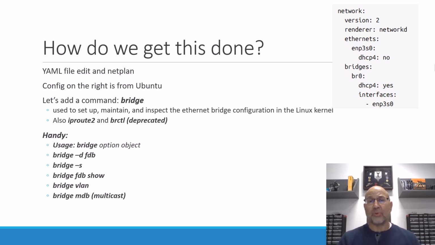And when we build the bridge, we're also going to add to the bridge a couple of interfaces that we're going to bridge together. Now, you could theoretically just bridge a couple of things together and hope that it works. But every once in a while, it's nice to see the status of your bridge. What is it doing? And so there is actually a command that we can use called bridge. Now, there are other ones related to this, iproute2 and brctl, but brctl is deprecated. So we're going to use bridge. That's the one we'll demonstrate today. And it is used to set up, maintain, and inspect the Ethernet bridge configuration. Now, I put a couple of handy commands down there. They're pretty straightforward.